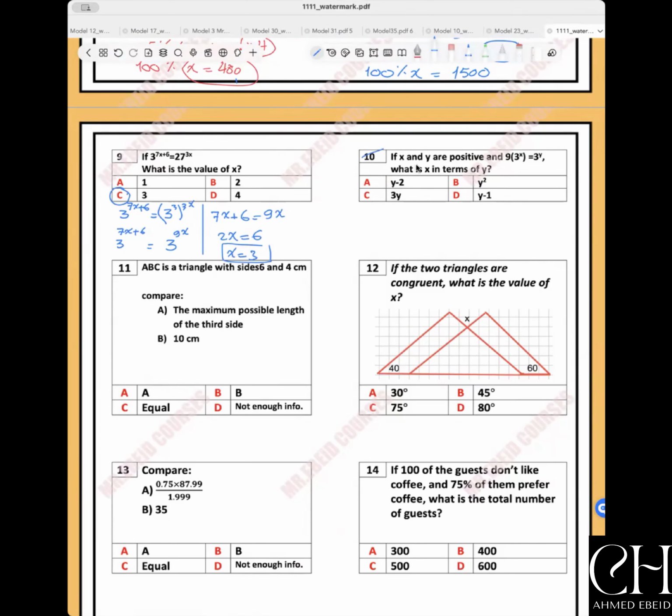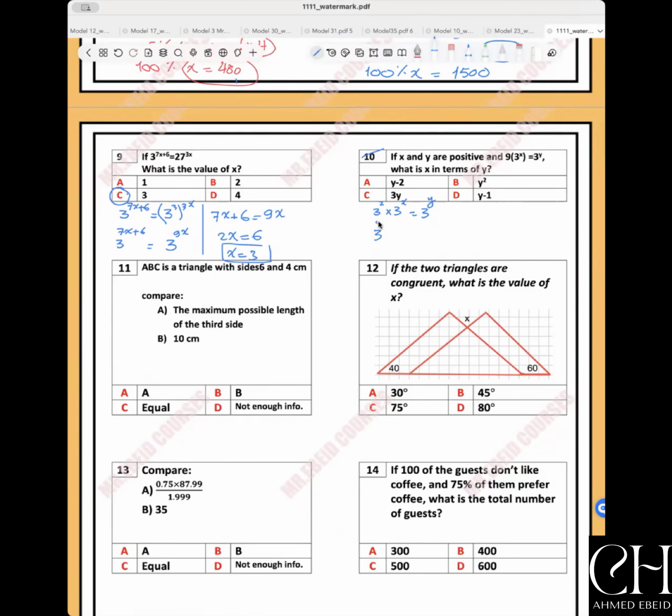Question 10. If x and y are positive and 9 times 3 raised to the power of x equals 3 power y, what is the value of x in terms of y? In this question, we can write 9 as 3 squared. So this is 3 squared times 3 power x. This is equal to the right-hand side, which is 3 power y. The same bases and a multiplication sign, it means you can add exponents.